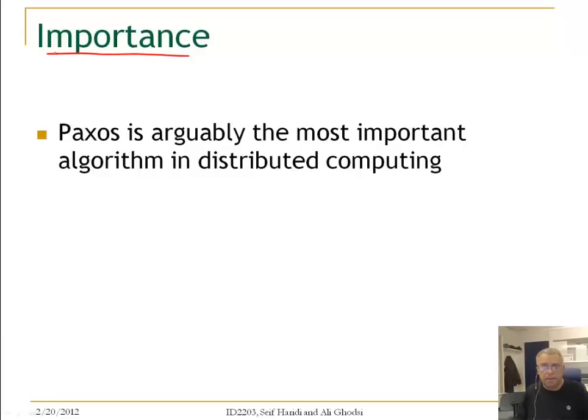By having an efficient algorithm for achieving consensus, as we can see Paxos is, we will be able to implement a lot of different services, including atomic broadcasts, total order, replicated state machines, and many other abstractions that are useful for building reliable fault-tolerant systems.